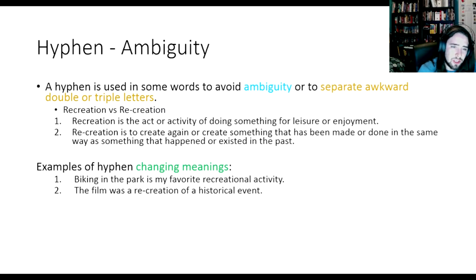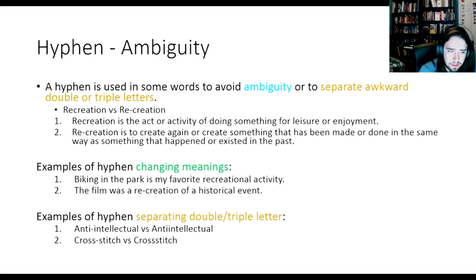Examples of a hyphen changing meanings. Biking in the park is my favorite recreational activity. The film was a re-creation of a historical event. Examples of what I was talking about with separating double or triple letters would be like anti-intellectual. If you didn't have a hyphen, it would be two I's together, and if you did cross-stitch, it would be a triple letter together with the S's.